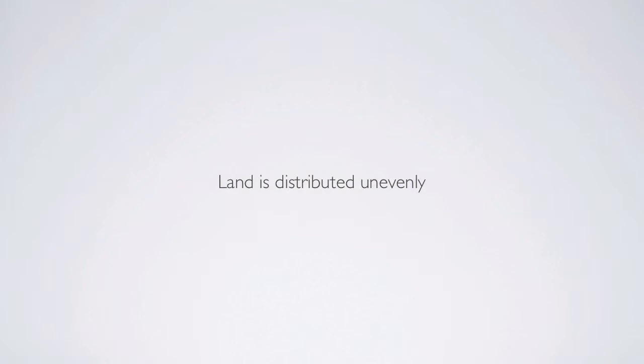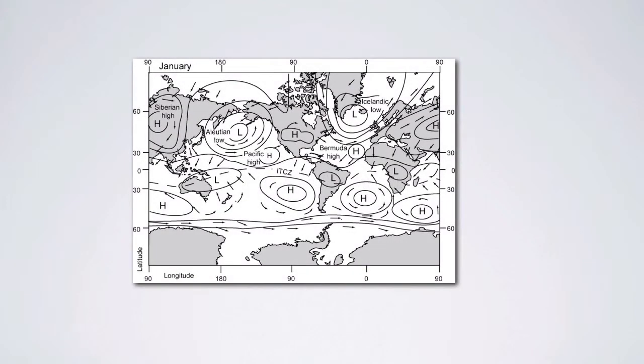Lastly, land is distributed unevenly, and this generates characteristic patterns of rising and falling air, low pressure systems and high pressure systems, altered patterns of winds. This uneven pattern of land across the Earth sets up additional cells that become characteristic features of the climate in different regions. So for example, what's shown here is a pattern that you typically see in January.